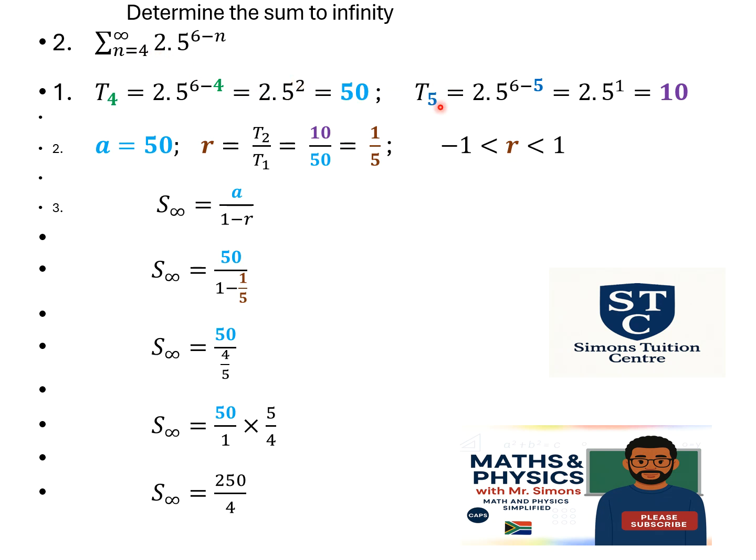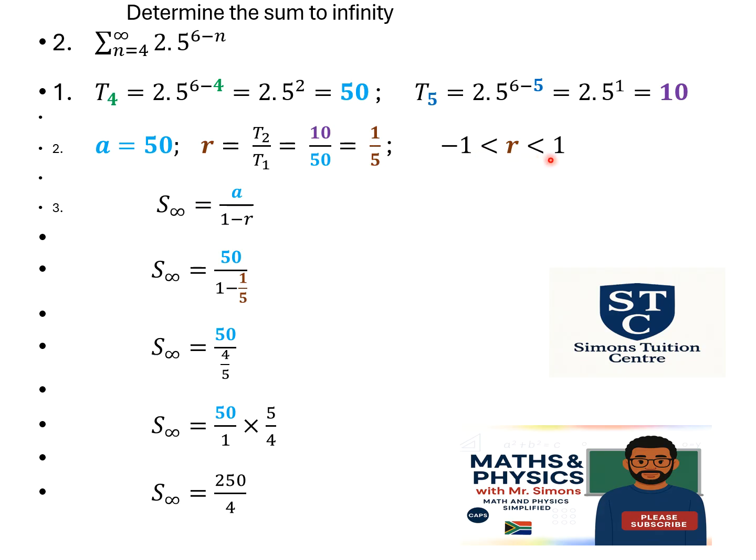After 4, I'm moving to term 5. So that will give me 6 minus 5, which gives me 1. 5 times 2 then gives me 10. Right? So from here, my a equals 50, and my r is 10 divided by 50, which gives me 1 over 5 if I simplify.